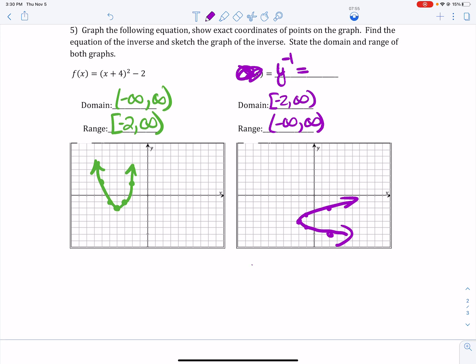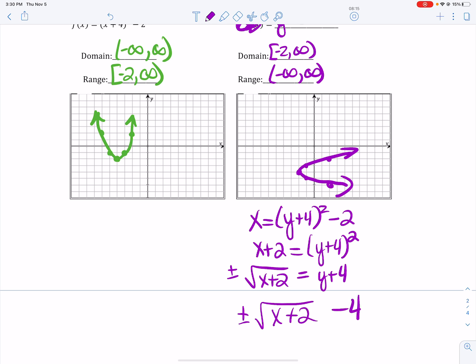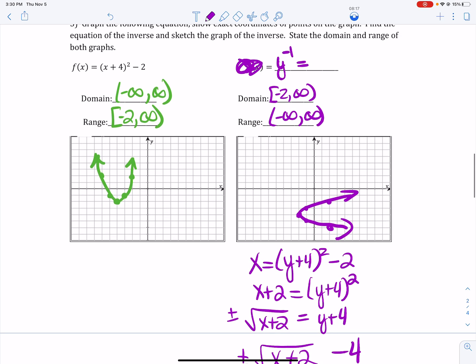So I'm going to flip my x and my y. So I'm going to add the 2. And then I'm going to square root. And then I'm going to subtract the 4. So my equation would be plus or minus the square root of x plus 2, and then it would be -4. And so that is not a function because it has to have both sides, and it doesn't pass that vertical line test that we talked about.